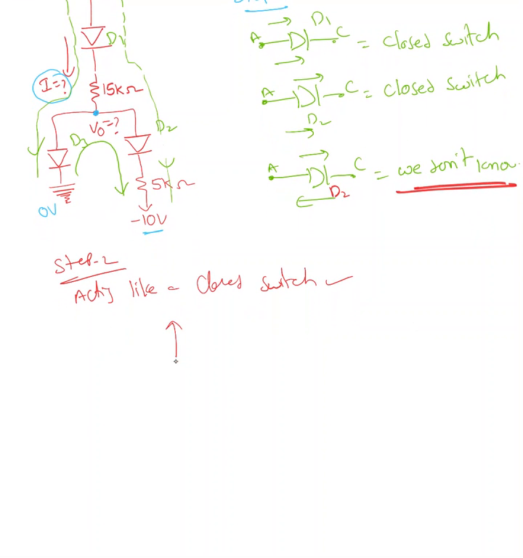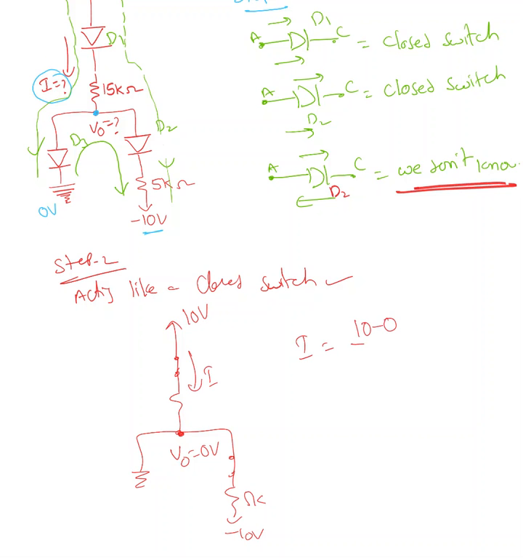So if it is acting like a closed switch, the circuit is going to look like this. Okay, so for sure I can see V naught equal to 0 volts because it's directly grounded. So my I must be 10 minus 0 over 15k, which is, how much is that? 10 over 15k, which is 2/3 milliampere, which is 0.67 milliampere, right?